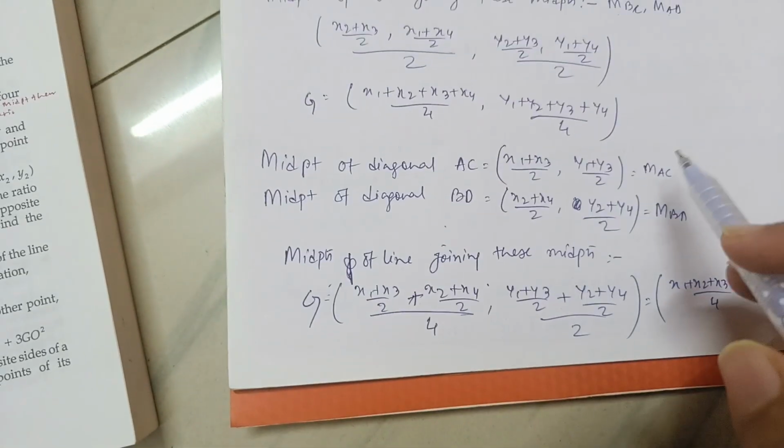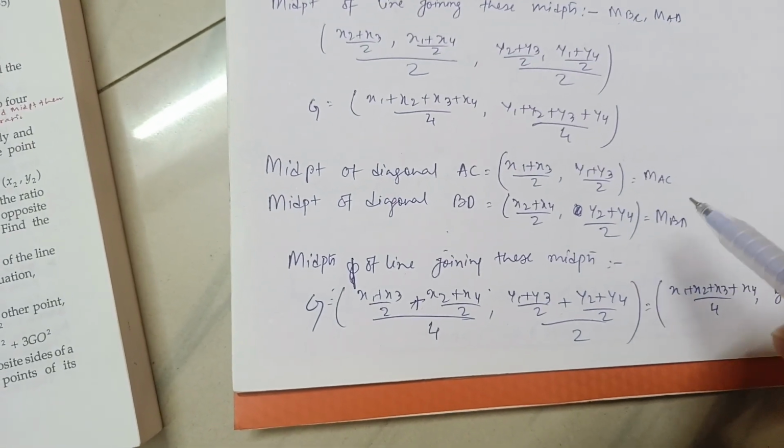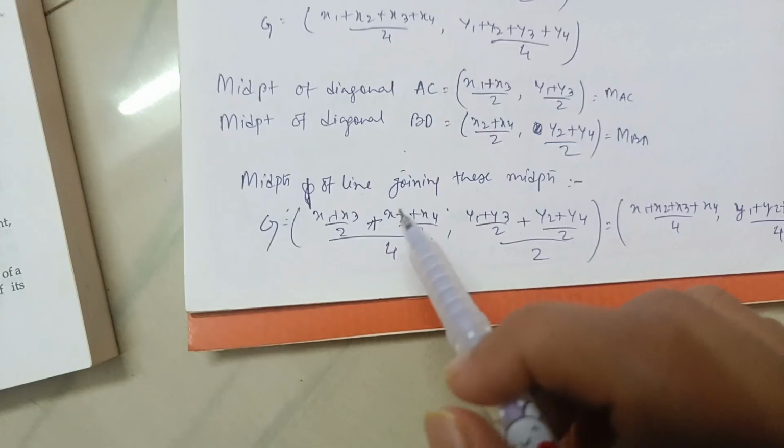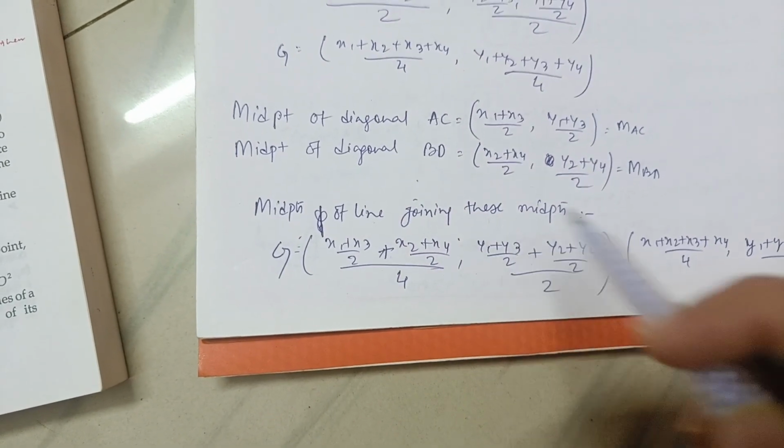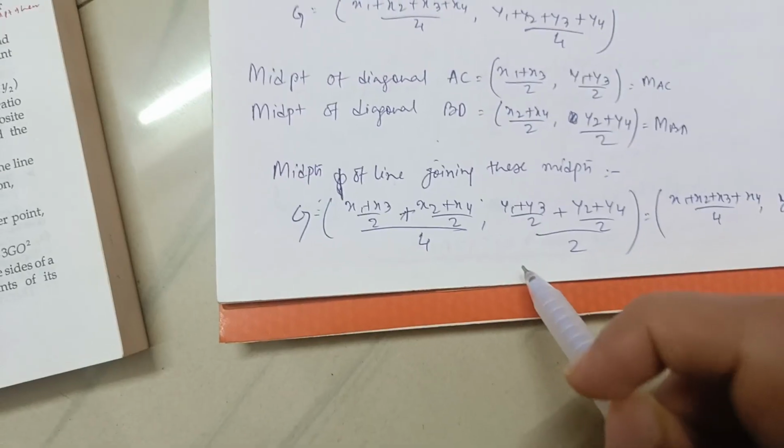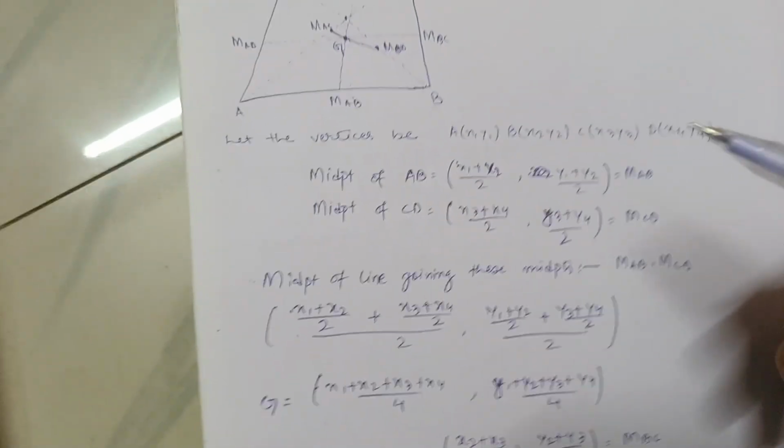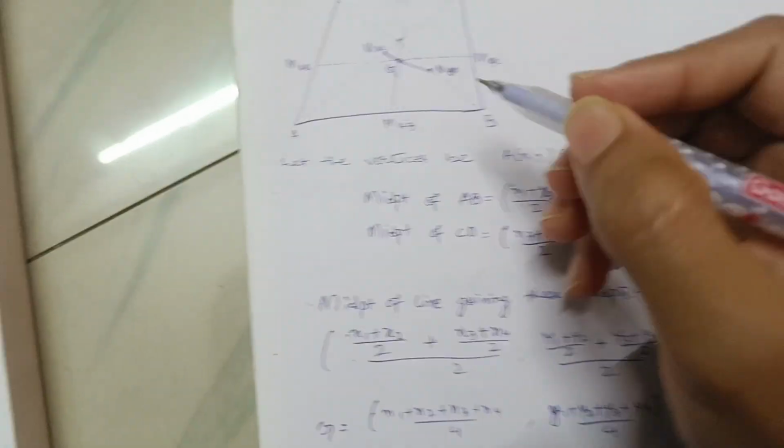Now comes the diagonal part. We get the midpoint of each diagonal. Then the midpoint of the line joining these two midpoints will also give the same point G. So we can conclude from there that the lines will pass through a single point.